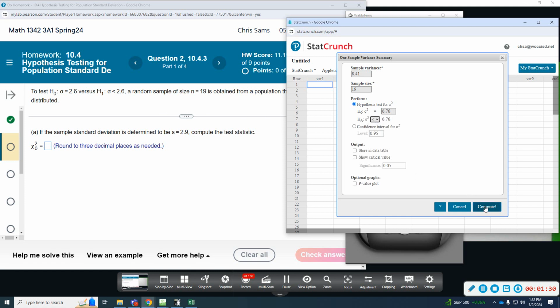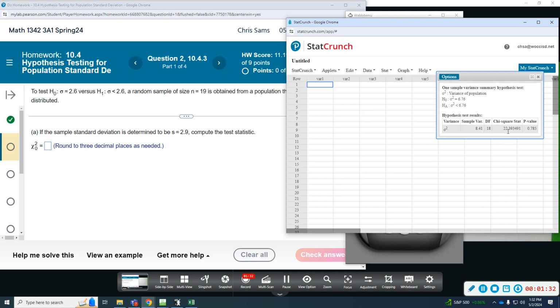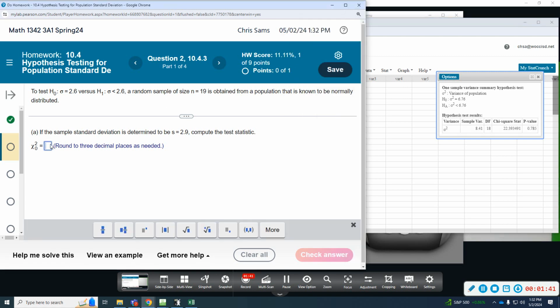We're going to compute, and our chi-square stat, to 3 decimal places, is 22.393.